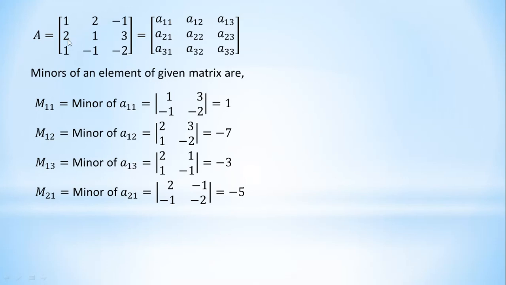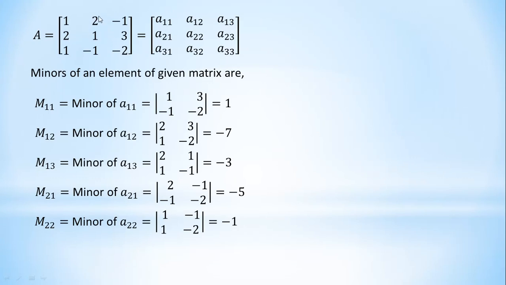The minor of A21 here. Remove this row and column. Then write the other part here: 2 minus 1 minus 1 minus 2. See here carefully. So what is the calculation here? For the determinant, it is 2 into minus 2 is minus 4, and minus 1 into minus 1, that is plus 1. So minus 4 minus 1, that is minus 5. Okay, see the calculation.